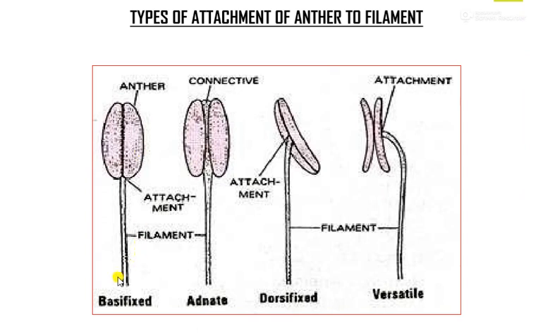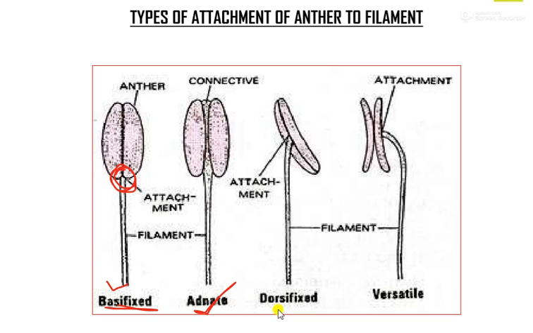Now see this. There are four different types of attachment of anther to the filament. In type number 1, what happens? The filament is attached to the base of the anther. In that case, we say the anther is basifixed. In type 2, the filament is attached throughout the length of the anther. You can see from here, throughout the length of the anther. In this case, we call the anther adnate.